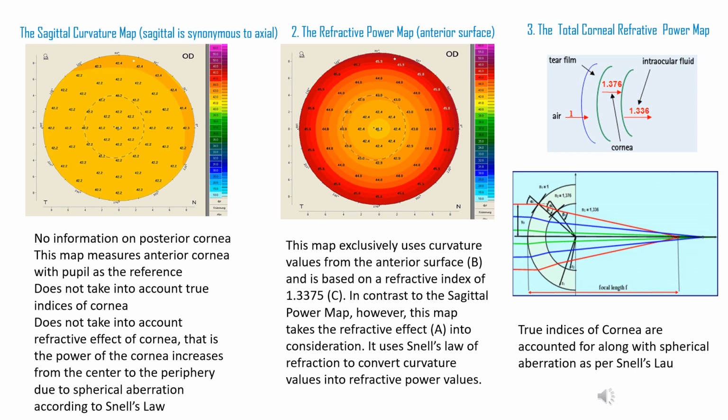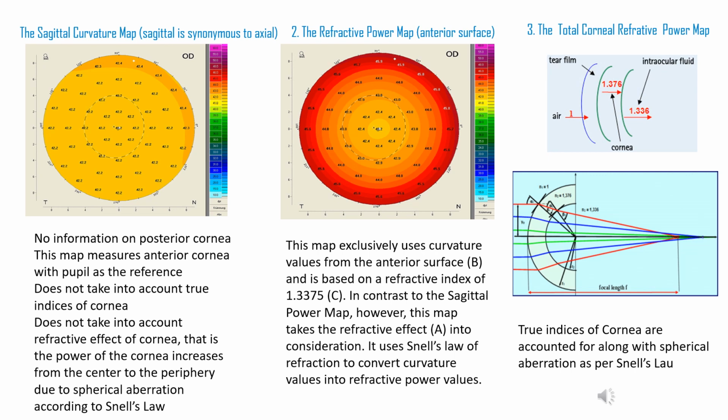We have the sagittal curvature map, and in the sagittal curvature map, no information on the posterior cornea is obtained. So these are the power maps which we cannot look into because in a post-myopic Lasik patient we know that the anterior and posterior corneal ratio is changed. So any map that only takes into account the anterior cornea and presumes that the anterior and the posterior corneal ratio will be the same, these maps do not work very well for post-myopic Lasik patients. They might work well for normal patients, but not for the post-myopic Lasik patients.